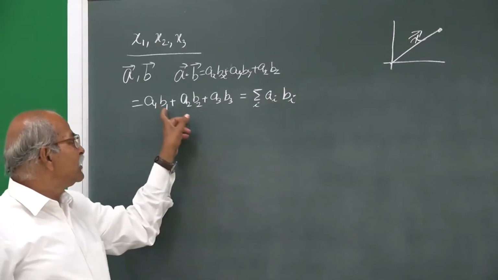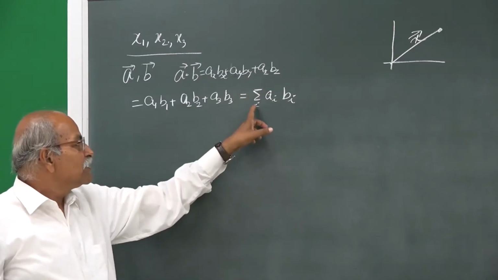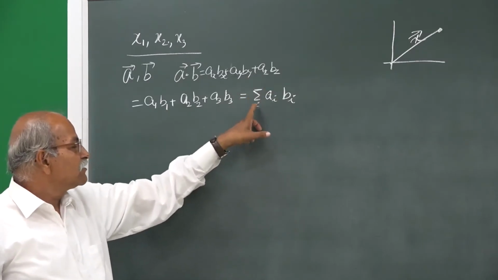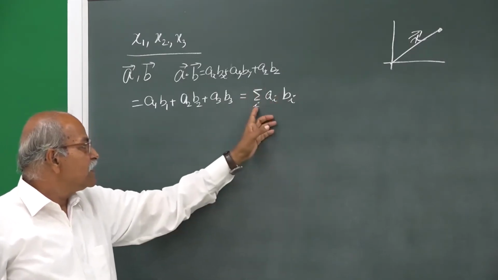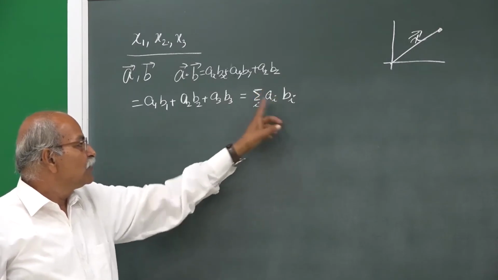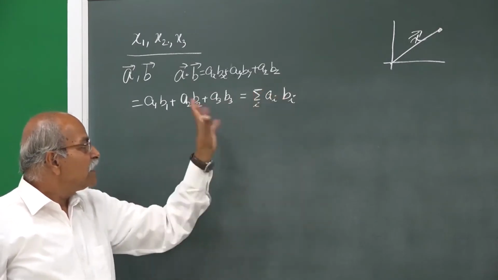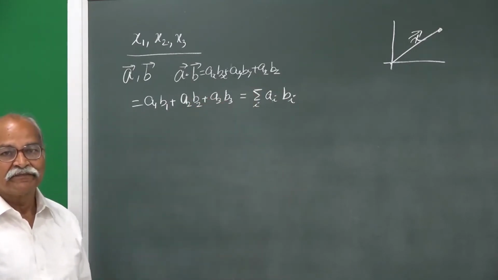So, that is why I am using 1, 2, 3, so that I can write it in this particular form. Summation over i, that means I will take 3 values 1, 2 and 3, you will get 3 terms. When i is 1, it is A1B1, when i is 2, it is A2B2, when i is 3, it is A3B3, and sum of all these 3. So, that is this scalar product.